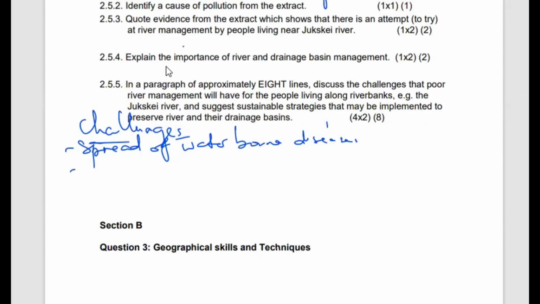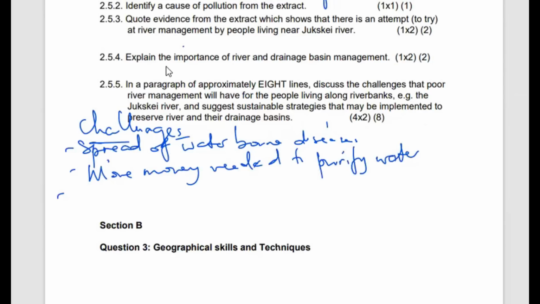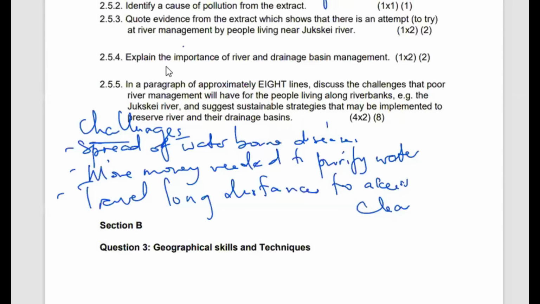And also the other challenge is there's more money needed to purify water. They have that challenge, water becoming expensive because it needs to be purified to remove the pollutants. And also these people have to travel long distances to access clean water, which is also a cost for people to travel long distances to access clean water.